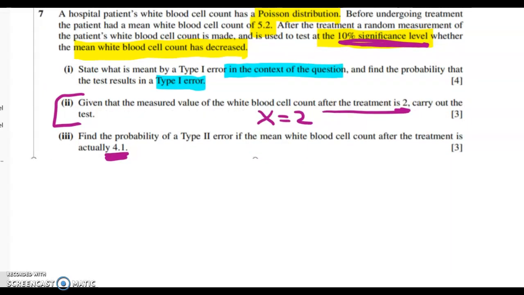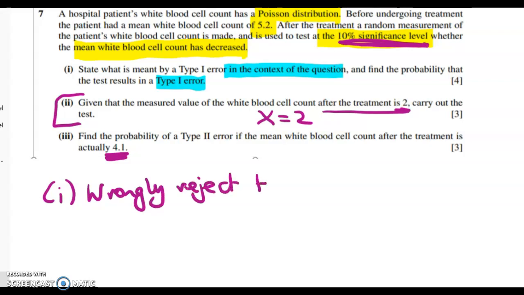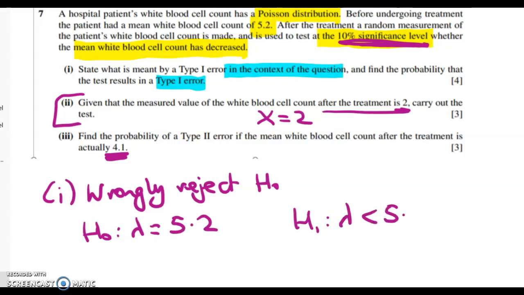Okay, so that's a long intro on purpose, because these concepts need quite a bit of thinking about when you first see them. So the first thing to notice here is that we have to give our type 1 error in context. A type 1 error is when we wrongly reject H0. It's fine to say that, but that's not putting it into context. What we're doing when we do this test is we've got H0, which is that lambda is equal to 5.2 after the treatment, and H1 is that it's gone down, so lambda is less than 5.2. So wrongly rejecting H0 means that we're concluding that H1 is now true.